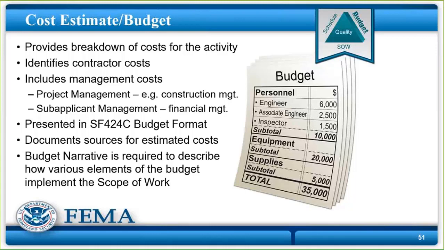Budget narrative is required to describe all of this stuff and how it relates to implementing the scope of work. So that's where you can include who's actually going to be doing the project management, who's going to be doing the financial management, you're going to contract engineering out, you're going to contract out construction, but the tribal public works is going to do this site work. All that goes into your budget narrative.